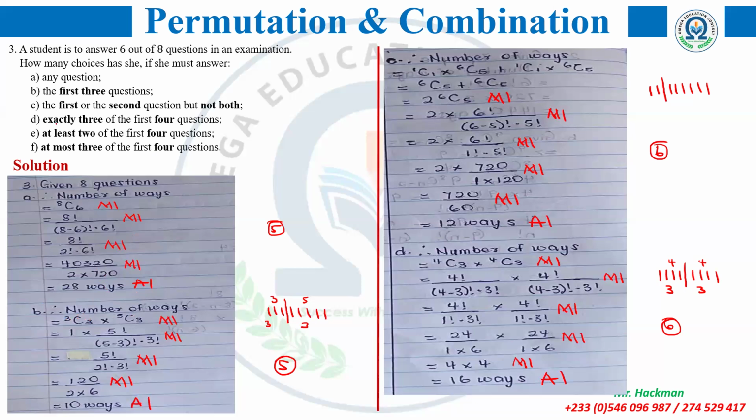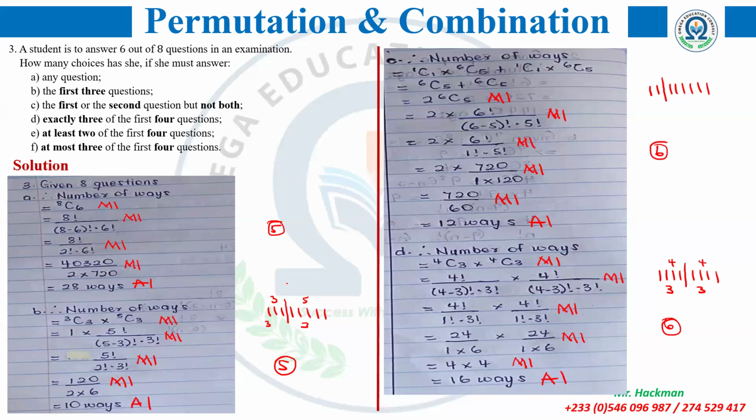Then number of ways. So B, you said the first or the second, but not both. So remember what I taught you. First or the second, but not both. That's what we are going to look at. Sorry, B is the first 3 questions, forgive me. The first 3 questions. So remember, I've told you, whenever you have that situation, use strokes to represent each of the questions from rough work. Very critical, especially if you are not matured, to play it safe.